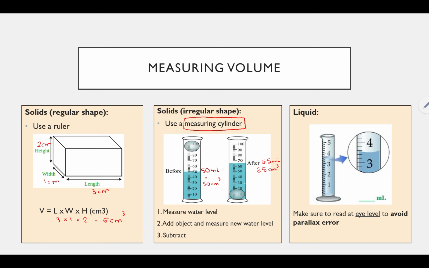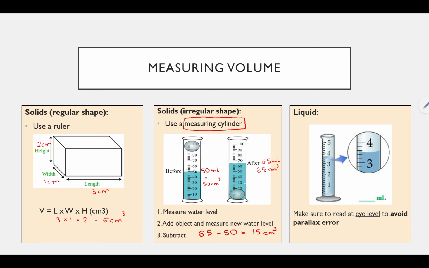So what do I do next? How much is the volume of my sphere or my toy or the object that I added? I'll just subtract 65 minus 50, which is going to be 15 centimeter cube. Finally, liquid, which is the easiest one.